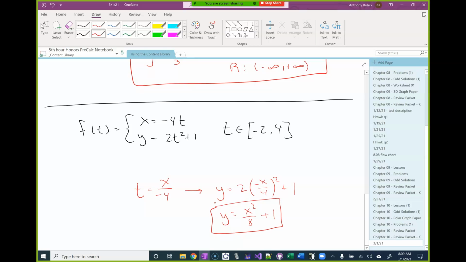We okay with that? Ben? I get t equals x over -4. Did you solve it? I just solved the x equation in terms of t. Yeah, no problem.